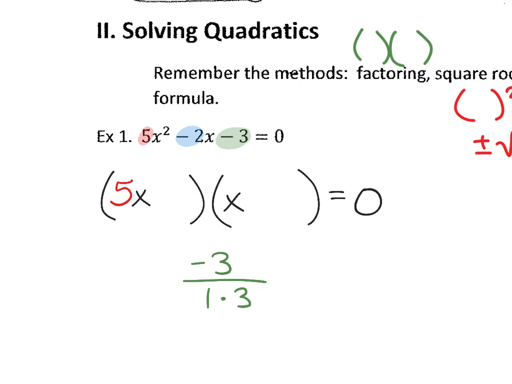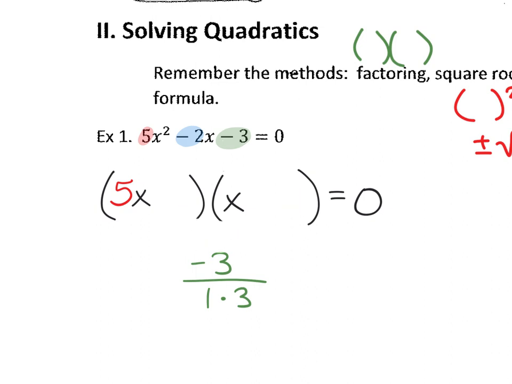Some combination of 1 and 3 here in these 2 spots will solve my problem. If I try 1 and then I try 3 like this, and I do outside multiplication and inside multiplication, I would get 15x and 1x. Is there any way I can combine 15 and 1 to get negative 2? No. So that's not going to be the version that I want. So that was my guess and my check. We're like, that didn't work.